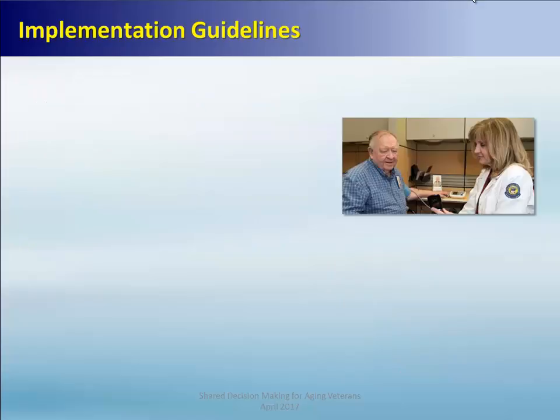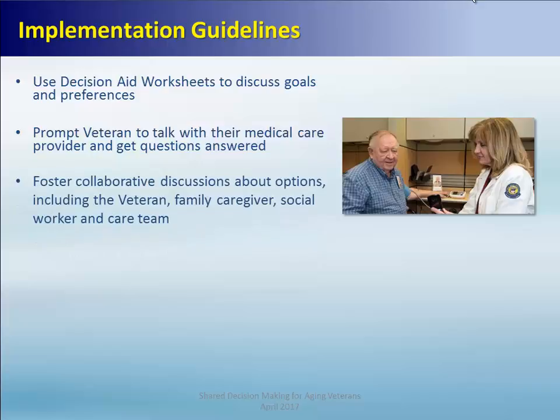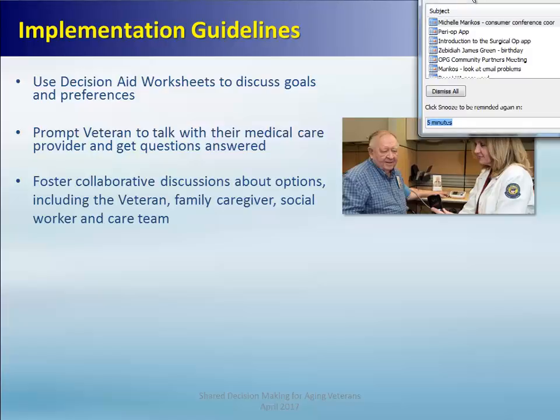The implementation guidelines also include use of the decision aid worksheets to discuss the veteran's goals, needs, and preferences; to prompt the veteran to talk with their medical care provider to obtain information about the likely course of their conditions and to get their questions answered; to foster collaborative discussions about long-term services and supports options with involvement of the veteran, family caregiver, social worker, and care team; and to facilitate care and long-term services and supports decisions that support the veteran's choices.